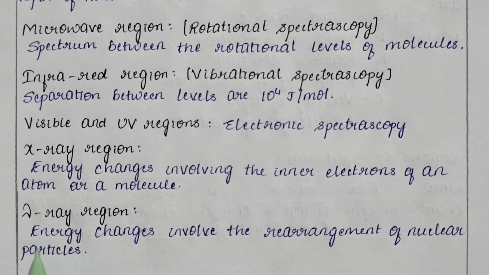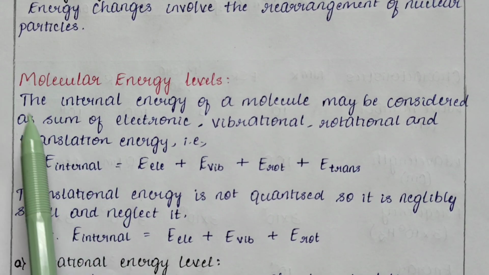And when it comes to gamma rays, the energy change involves the rearrangement of nuclear particles, which is nothing but neutrons and protons. So usually in the gamma region, we see the change in energy by the rearrangement of nuclear particles, which is nothing but protons and neutrons. Now let us discuss the molecular energy level.